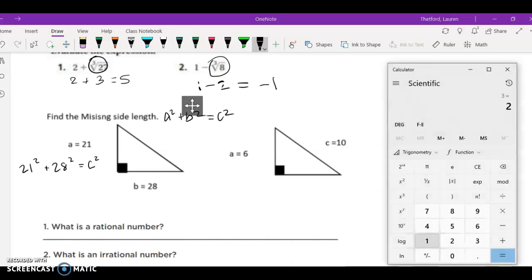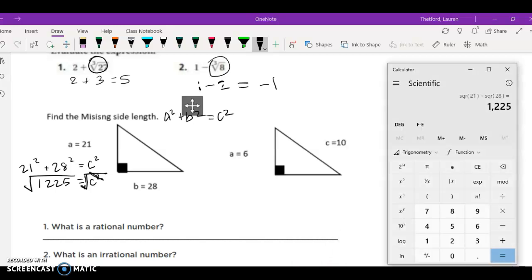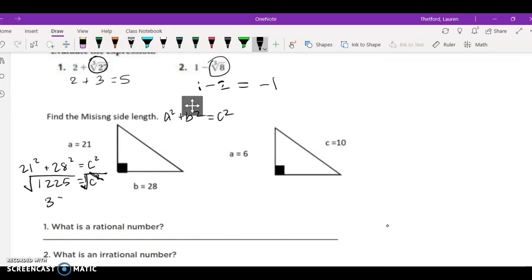21 squared plus 28 squared gives us 1,225 equals c squared. And then remember, we have to take the square root to get rid of that squared. So if you hit second and then square root, it tells us that the square root is 35. So c equals 35.